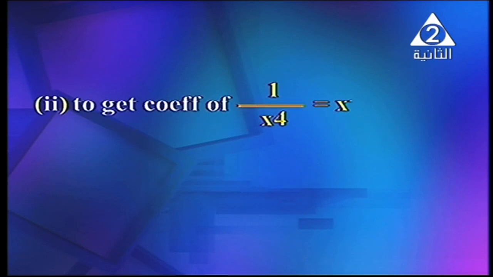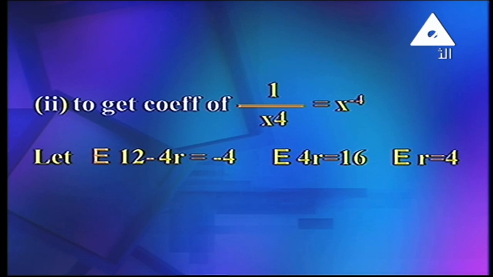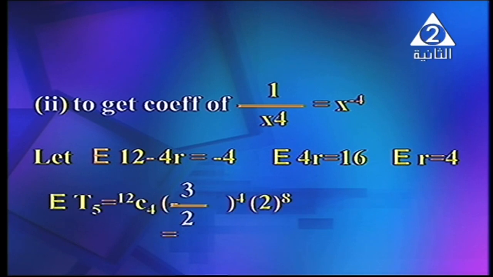To get the coefficient of 1 over x power 4, or x power negative 4, we form the equation 12 minus 4r equal negative 4, then 4r equal 16, r equal 4. Then the term is T5. The coefficient of T5 equals 12C4 multiply by 3 over negative 3 over 2 to the power 4, multiply by 2 power 8. Use a calculator to calculate T5.